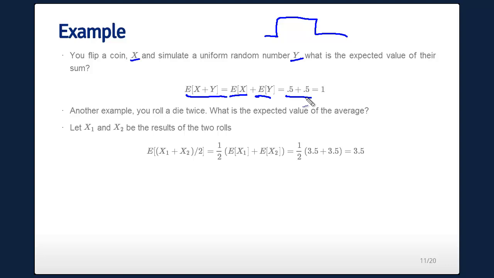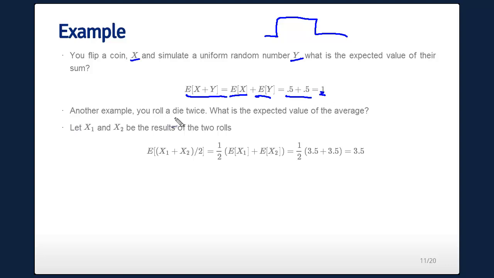So what this would mean is if you were to simulate a lot of coin flips and add to them a bunch of simulated random uniforms, add them together, and then take the average, but do it thousands of times. Really take the average of thousands and thousands of instances of a coin and a random uniform, then that would limit to 1.